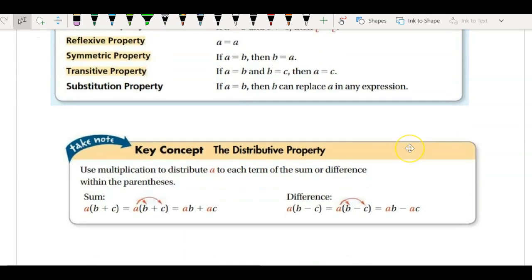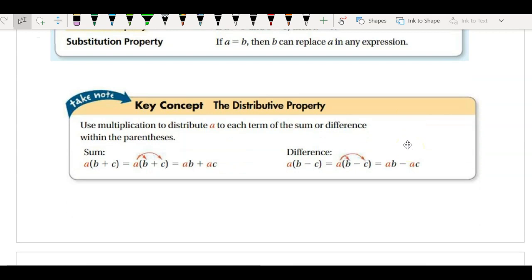So now let's go to the distributive property. They break it down into two different parts, but they're both just the distributive property. If you've got A outside of the parentheses, when you distribute it, you say A times B plus A times C. And then for the difference, A times B minus A times C. So you just distribute the A.